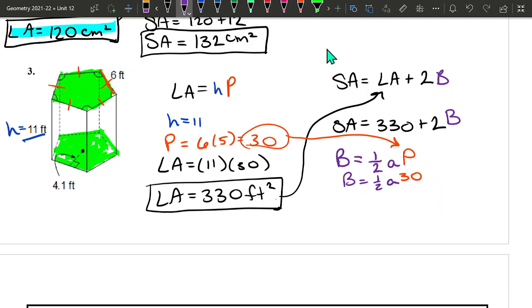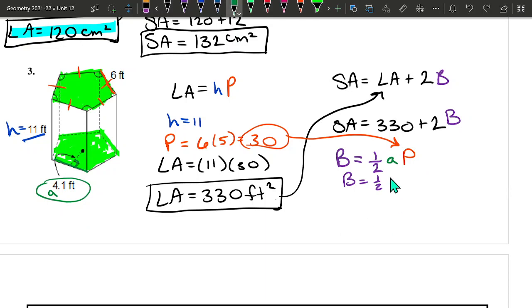So we need to figure out what is A. And A is the apothem. An apothem is perpendicular to a side. Do we know what the apothem is? Yeah, right here. Here's a side, and this segment is perpendicular to the side. So this value 4.1, that's the A, the apothem.